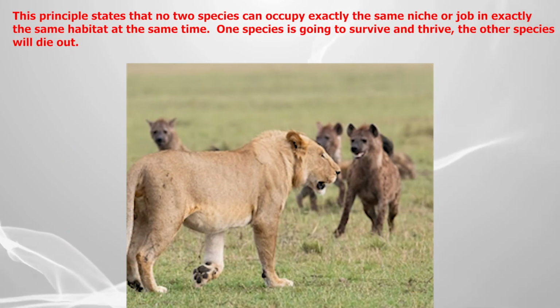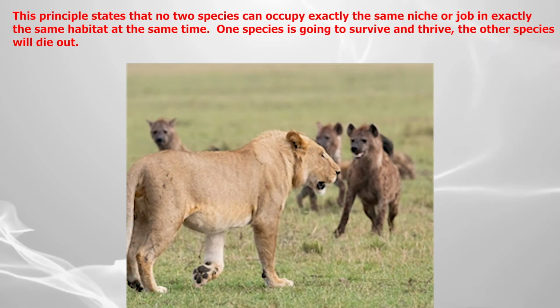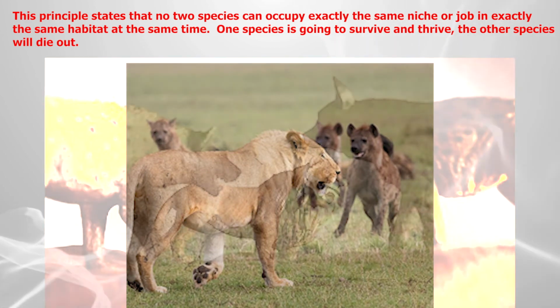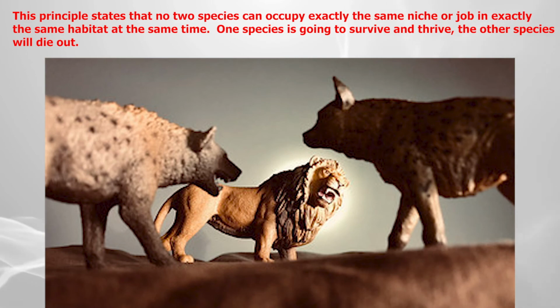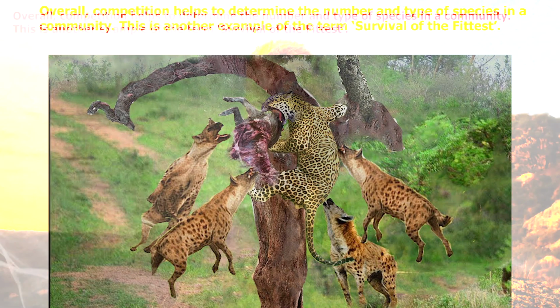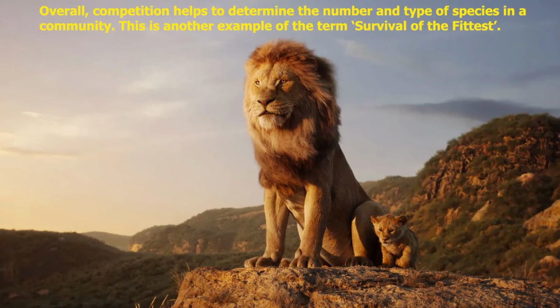This principle states that no two species can occupy exactly the same niche or job in exactly the same habitat at the same time. One species is going to survive and thrive, the other species will die out. Overall, competition helps to determine the number and type of species in a community. This is another example of the term survival of the fittest.